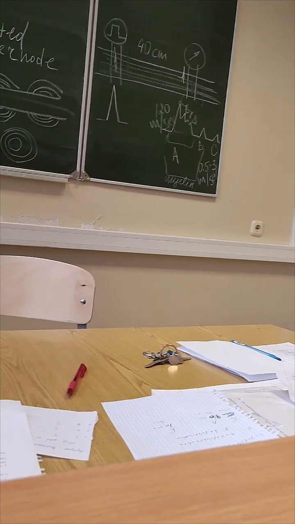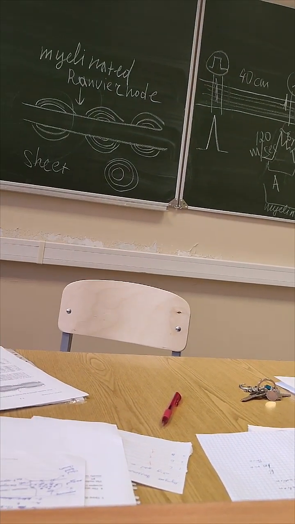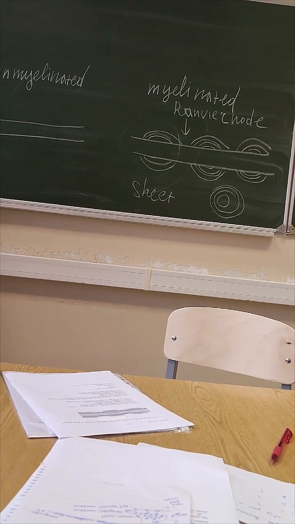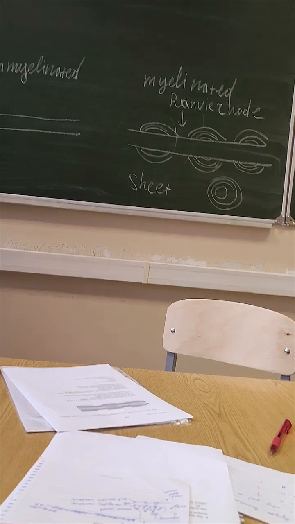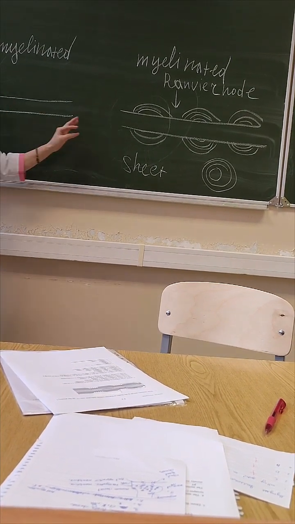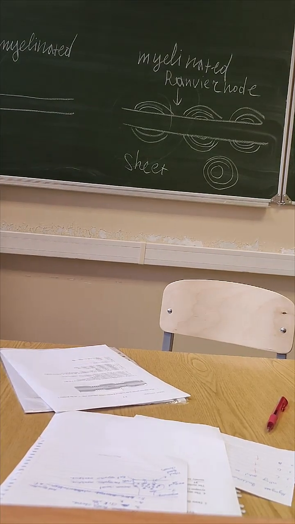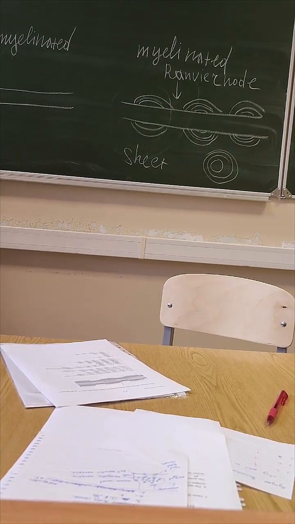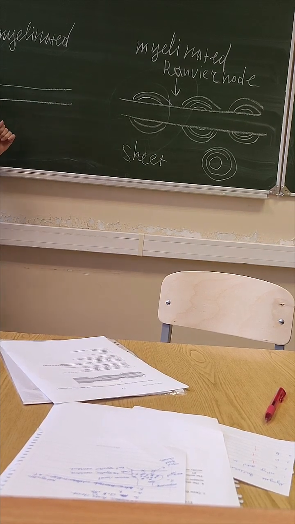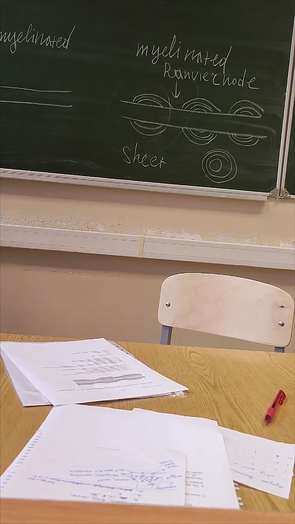It's very important to provide the required speed of action potential propagation. Which fiber, unmyelinated or myelinated, has faster propagation? Myelinated is faster. We must understand why.